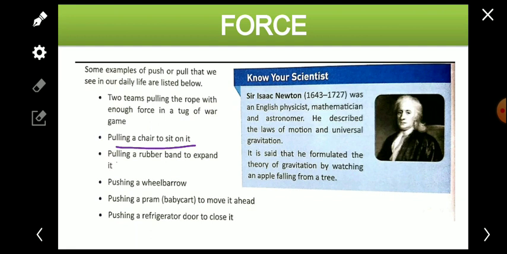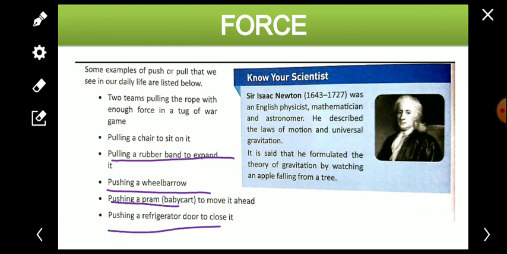Now pulling a chair to sit on it, whenever we pull the chair, that time also we apply force. So pulling or pushing, we see examples in our daily life every day, like pulling a rubber band to expand it, pushing a wheelbarrow, pushing a pram, it means a baby car, to move it ahead, pushing a refrigerator door to close it. Here either we push or pull the object. It means we apply force there.